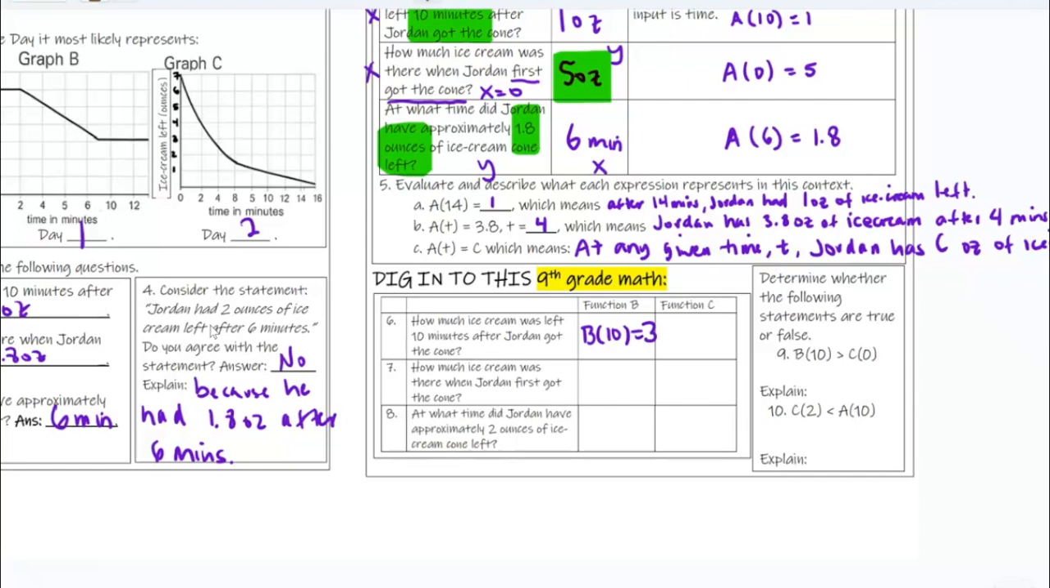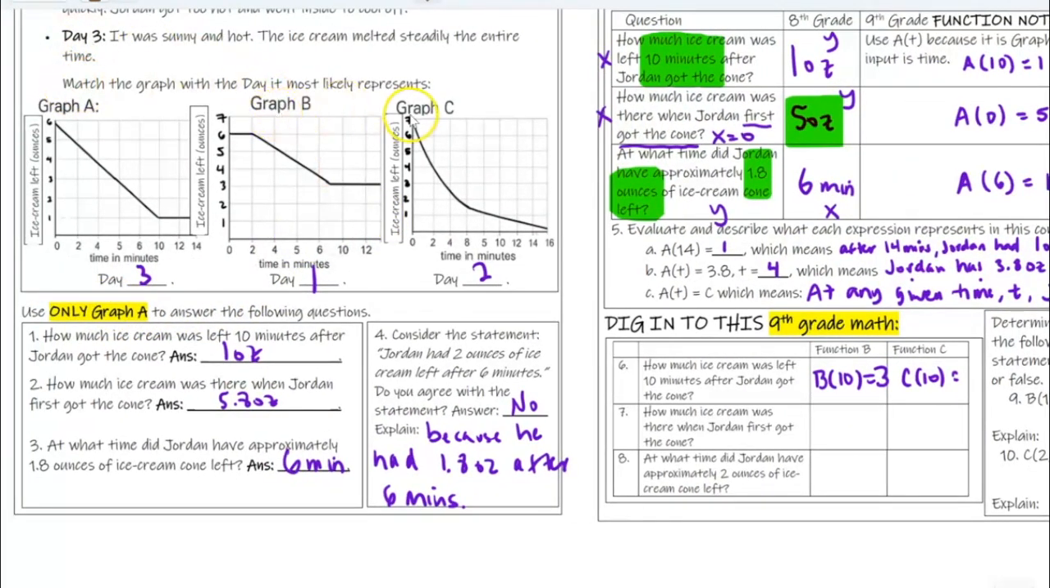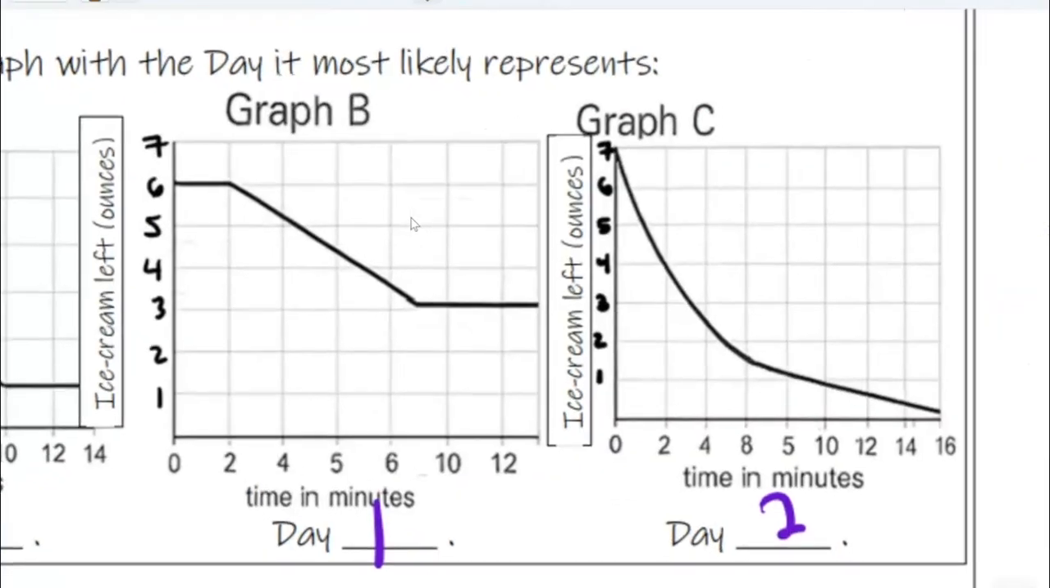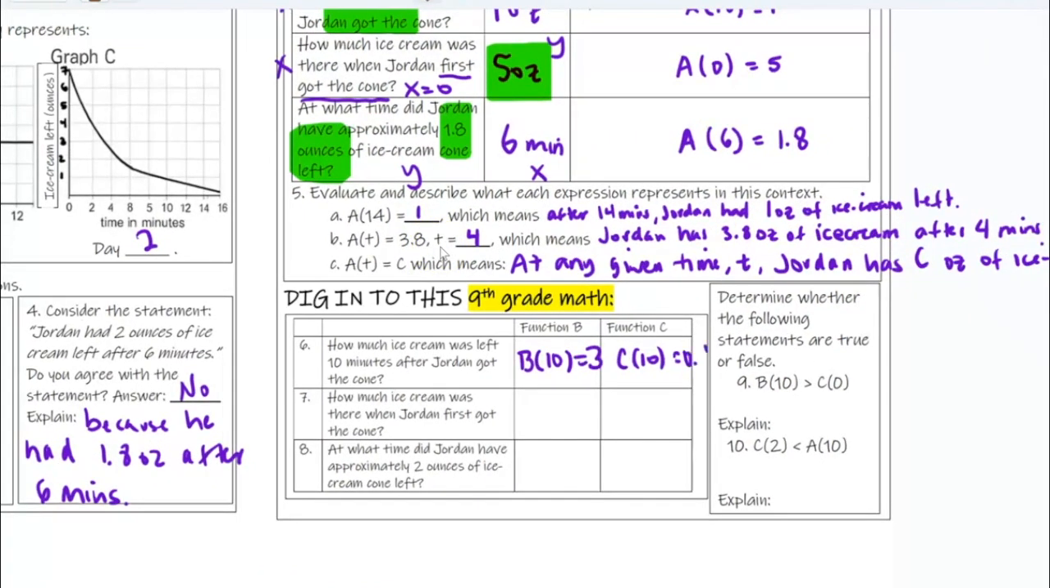I'm going to do function C as well. So C of 10, and it's the same question, just function C. Again, now where do I look? I have graph A, B, and C. Okay, good. I look at C. My input is 10, so I'm looking at my x-axis. My output looks like it's just underneath 1. So shall we just make it 0.9? 0.9. Okay, so go ahead and complete these 2 boxes for me, and then unpause the video when you're done.